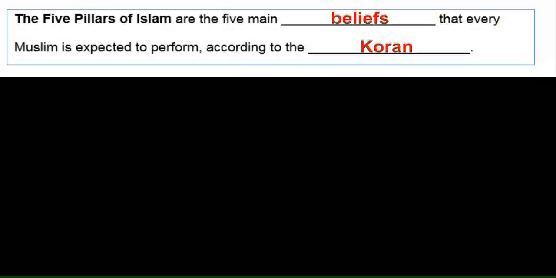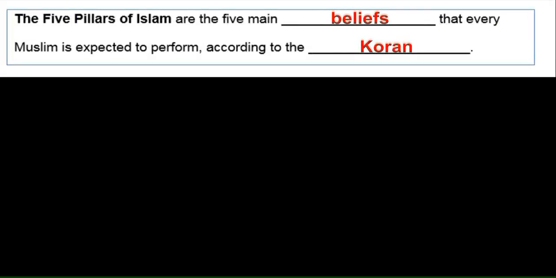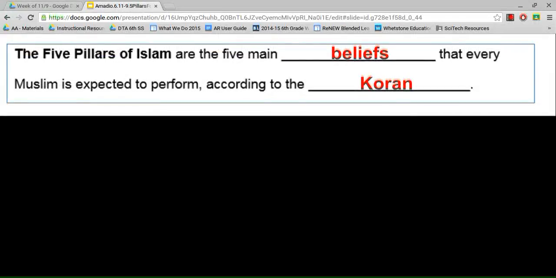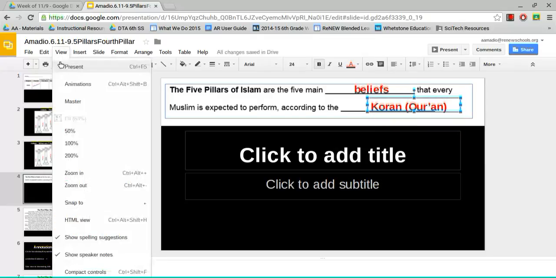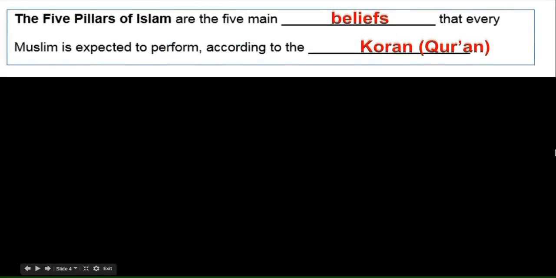The first thing you're going to do is fill in these 2 notes. The 5 pillars of Islam are the 5 main beliefs that every Muslim is expected to perform according to the Quran. The Quran, remember, is Islam's holy book. What I'd like to do now is actually edit this PowerPoint to show you another way that the Quran can be spelled. And it's spelled like that. So you might see it either way.